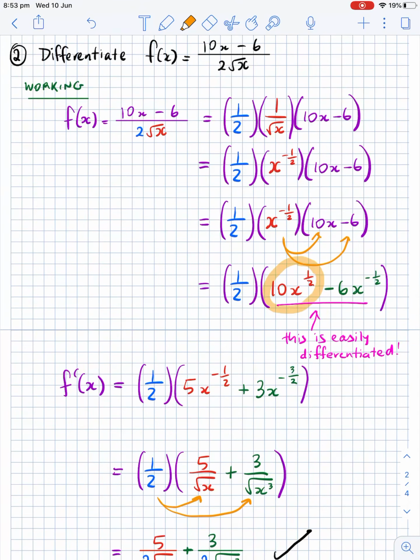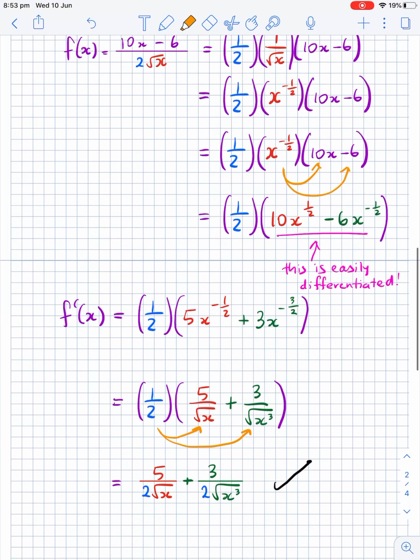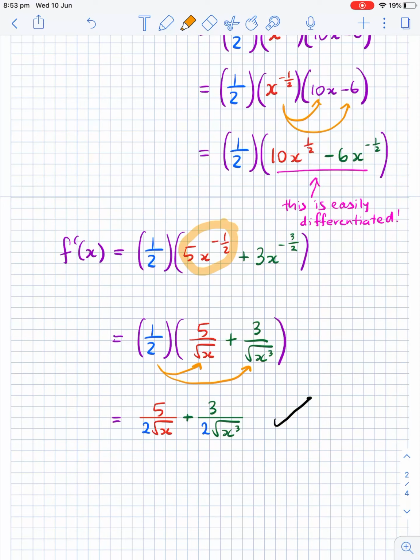And now we differentiate this part. The half comes to the 10, and it becomes a 5. This goes down by 1, so it goes to negative 1/2. And negative 1/2 times negative 6 is positive 3. And this goes down by 1 to negative 3 over 2. Let's get rid of these negative powers and fractional powers as well. So this is going to be simplified to that, and this simplifies to this.